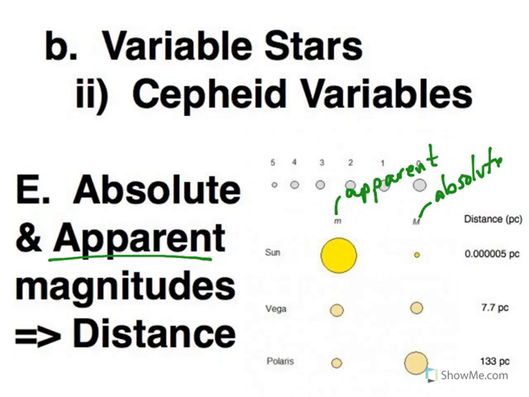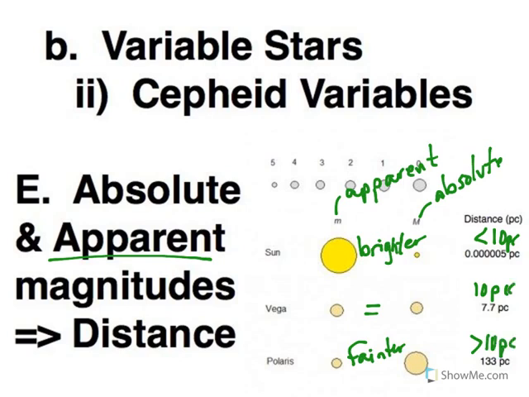In this case, if the apparent is brighter, then we know its distance is closer than 10 parsecs. If the apparent and absolute are equal, then we know it's 10 parsecs away. And if the apparent is fainter, we know that it's farther than 10 parsecs. So by comparing the apparent and absolute magnitudes, we can get the distance to the star.